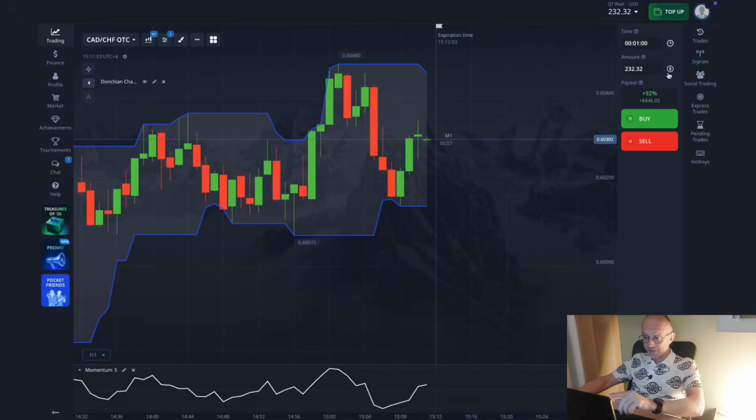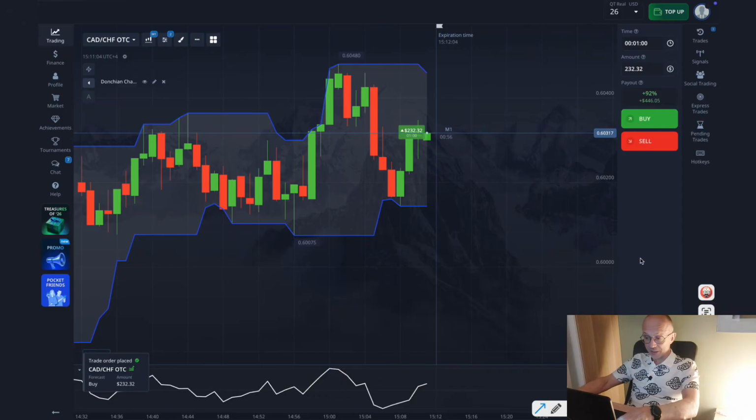After a while, the market gives another clear signal. Expiration is 1 minute, and I'm opening a long trade for $232. The candlesticks are now showing a really good and logical movement. The chart is developing clearly and consistently without unnecessary noise and sharp jumps.